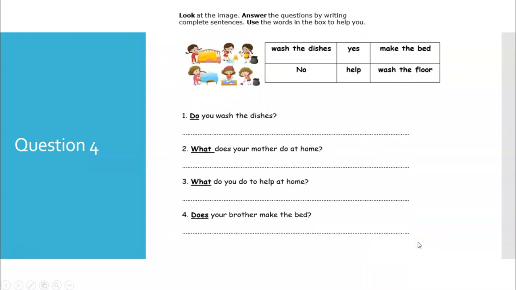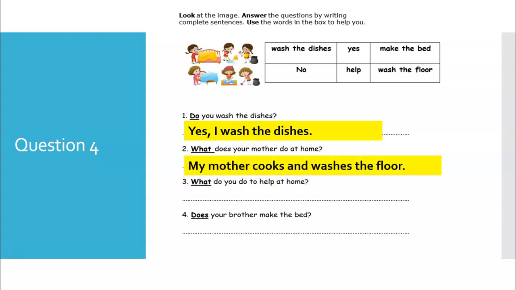The last one, again, you have words here, you have a picture here, so you need to use them to complete your answers. Do you wash the dishes? You can say yes, I wash the dishes, or no, I don't wash the dishes, as you like. But it should be a complete answer. What does your mother do at home? You can say my mother cooks and washes the floor, as an example, or washes the dishes.